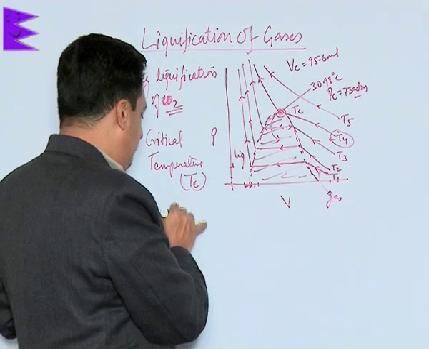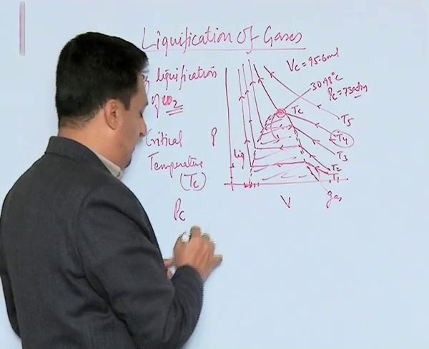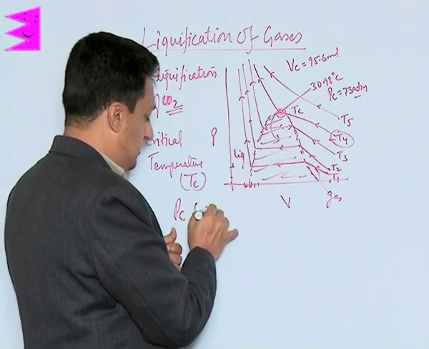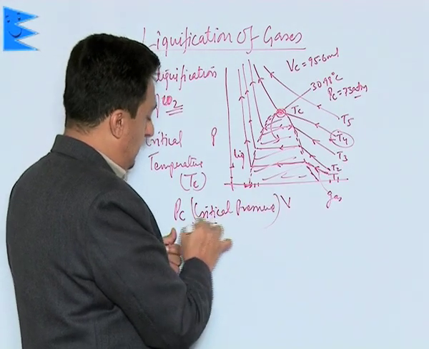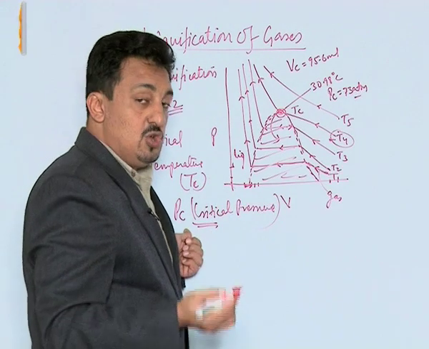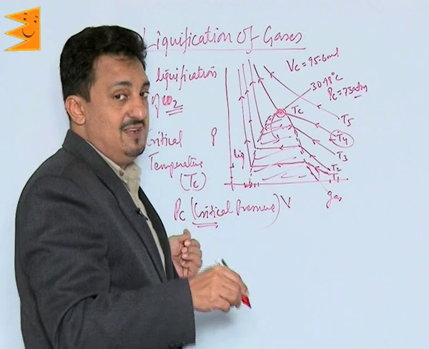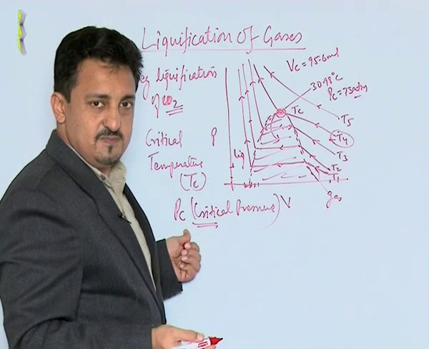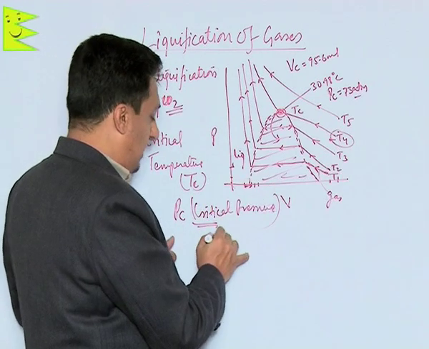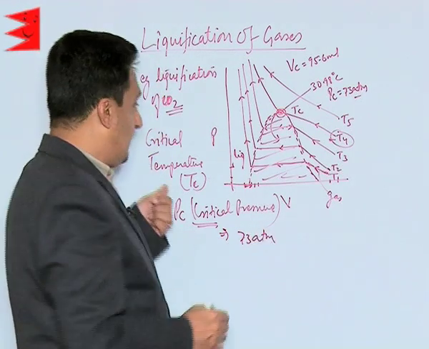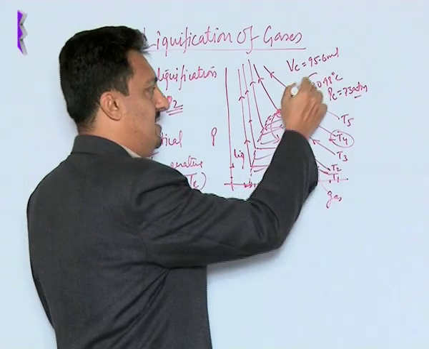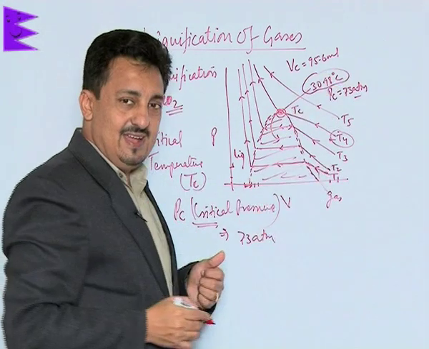Now, the pressure required at critical temperature is called critical pressure. So the pressure applied to liquefy a gas at critical temperature is called critical pressure. For CO2 gas, this is 73 atm. And the critical temperature for CO2, as written here, is 30.98 degrees Celsius.